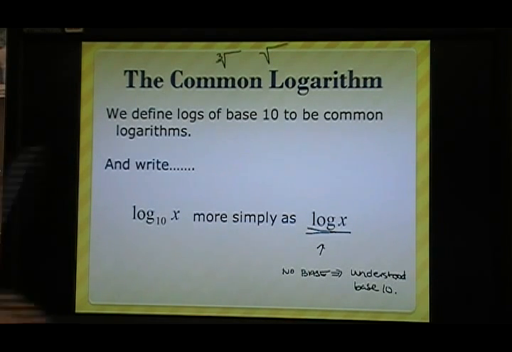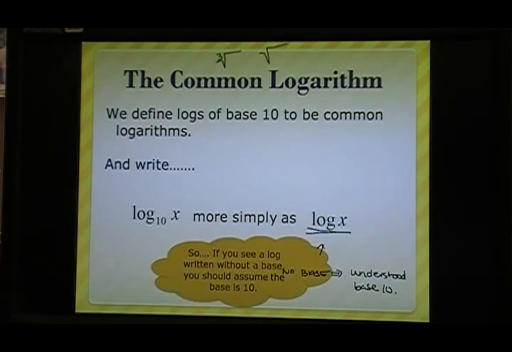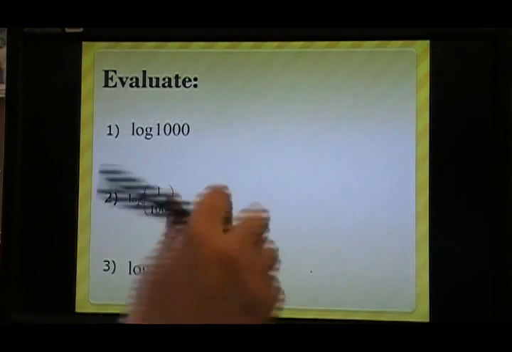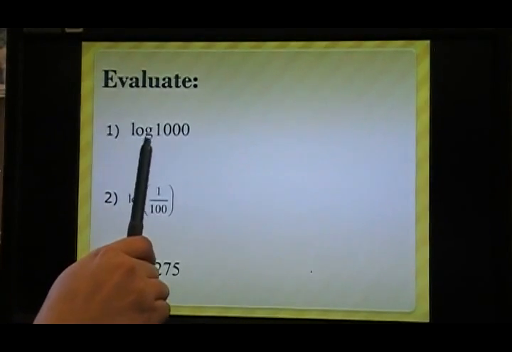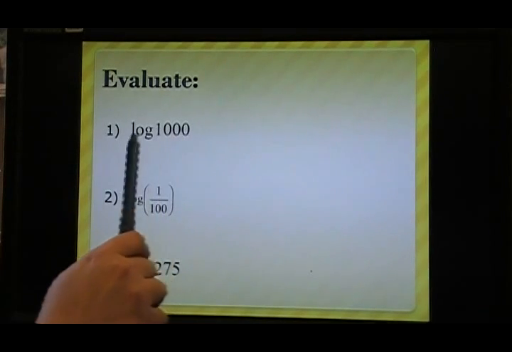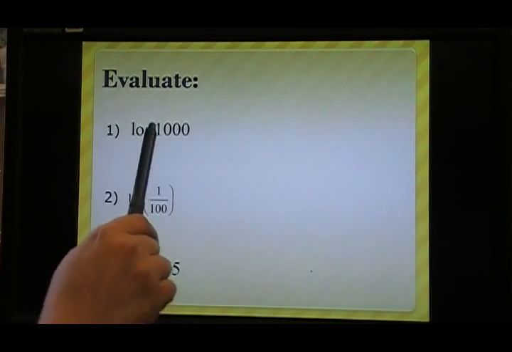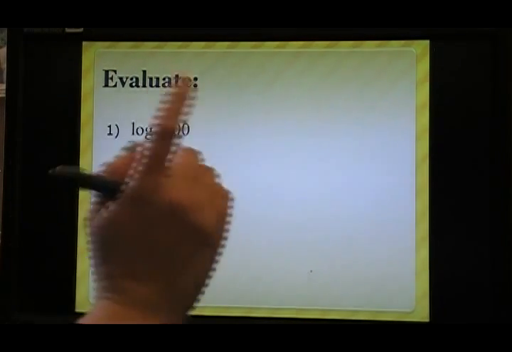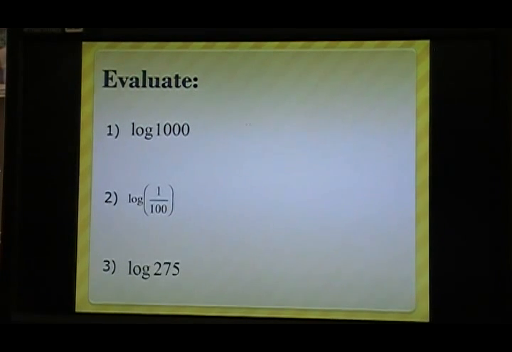And we call that the common log. Oh, I think I wrote that. If you see a log written without a base, you should assume that the base is 10. So if I ask you to evaluate the log of 1,000, you say, oh, there's no base because there's no subscript. Always remember, the base is a subscript. So that must mean that the base is 10.